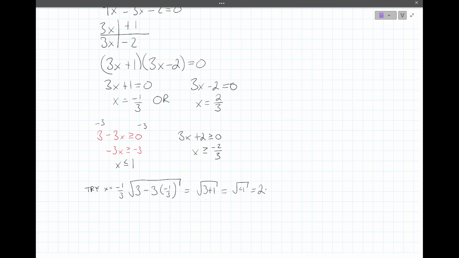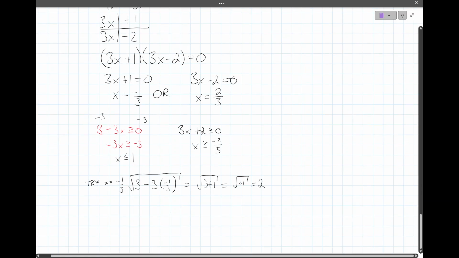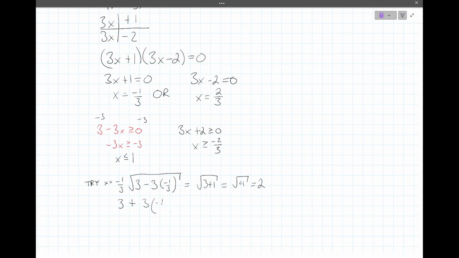That'll be 2. And now for the other term, this will be 3 plus the root of 3 times negative 1/3 plus 2. And what I'll get here is going to be 3 plus the root of negative 1 plus 2. So this is just going to be root 1. And this is going to be 3 plus 1, and that's 4. And my equation now is going to be 2 equals 4. So that's false and not a solution.